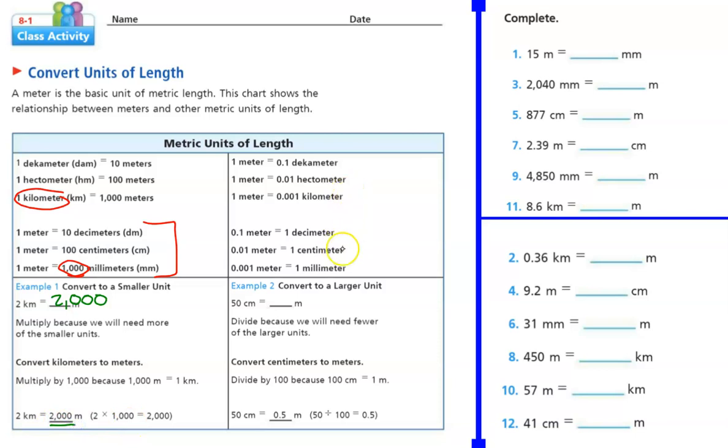But this time you're trying to convert to a larger unit, so that means you're going from 50 centimeters to tell me how many meters that is. Divide because we will need fewer of the larger units.